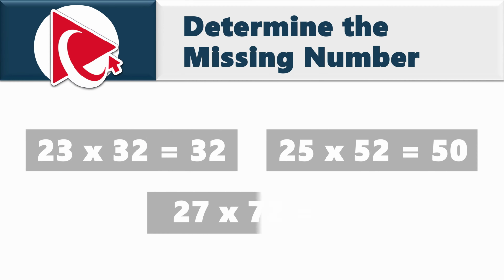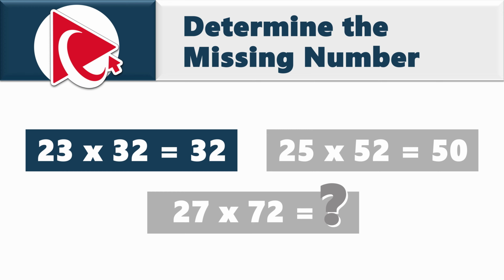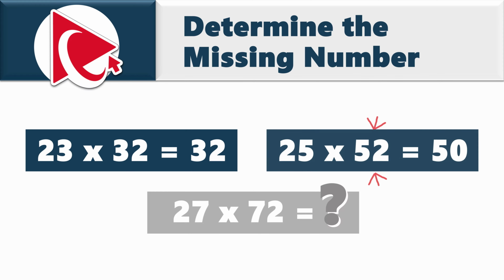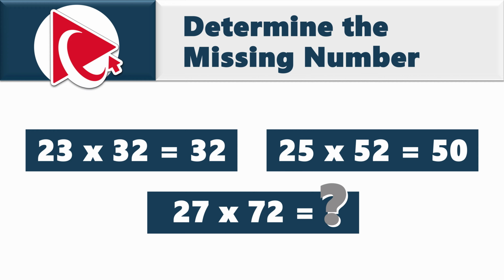You're presented with 3 expressions, the third expression missing the result. The first expression is 23 multiplied by 32 equals 32. Second expression is 25 multiplied by 52 equals 50. And then the third expression is 27 multiplied by 72 equals, and then comes the missing number, which you need to select out of 4 possible choices.